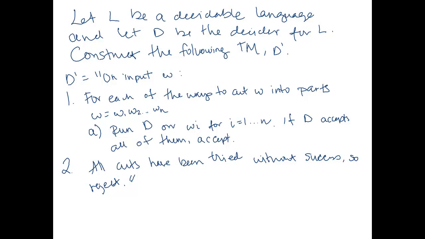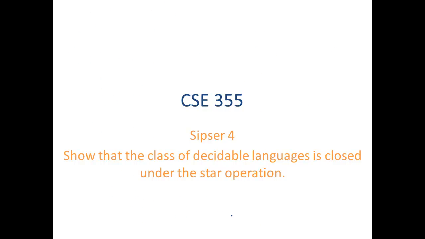So what do we have? D prime is a decider for L star. Notice we never defined L, so this is a generic decider that we would build specifically using the decider D for L. Once we know that L is decidable, we can build a decider D prime for L star. So D prime is a decider for L star, and this gives us that L star is decidable based on L being decidable. Okay, so we have proved that the class of decidable languages is closed under the star operation.